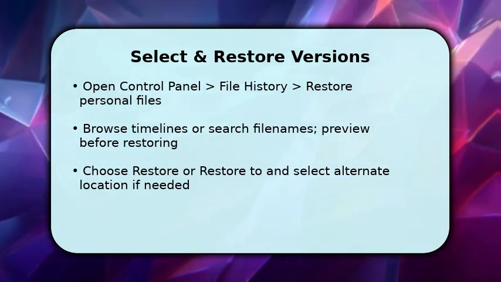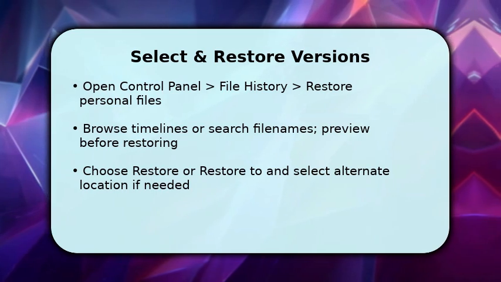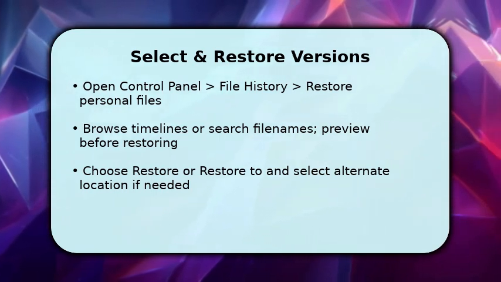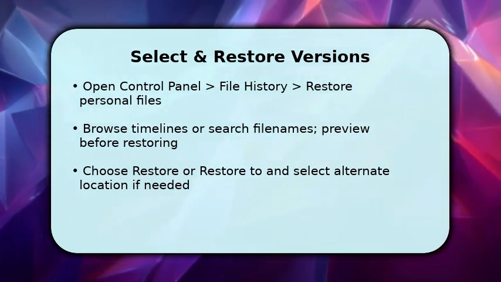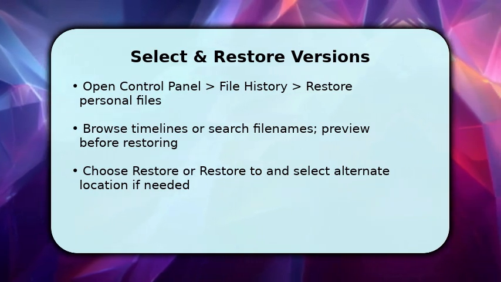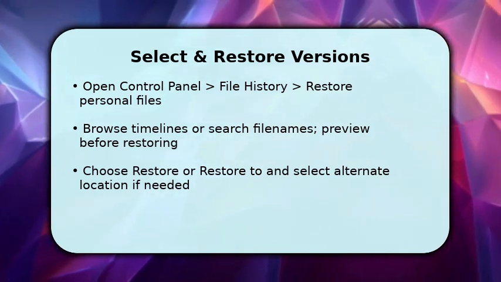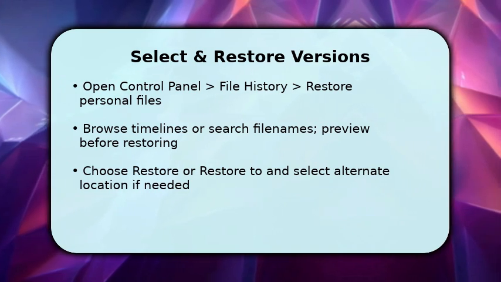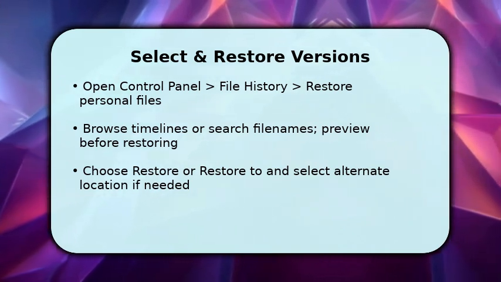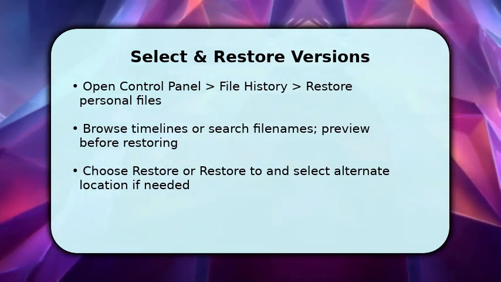Browse the timeline on the left or type a file name to narrow results. Preview files to confirm contents. You can restore individual files or entire folders. Click Restore to return items to their original path, or use Restore to and pick an alternate folder to avoid overwriting. Make sure to compare.